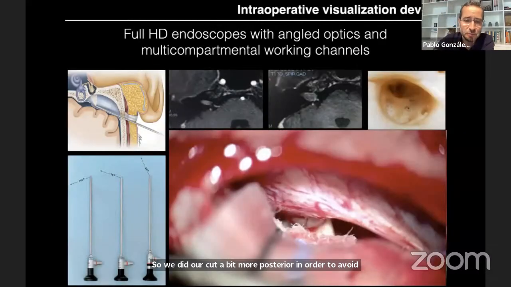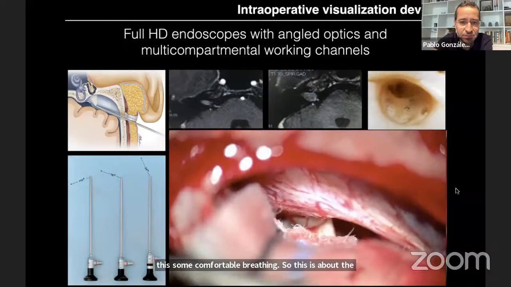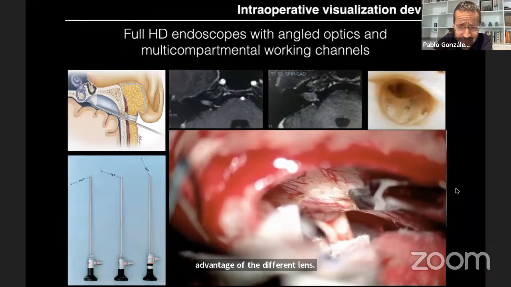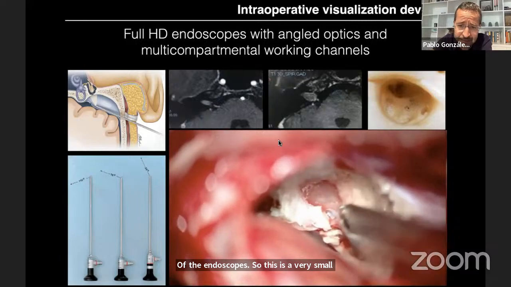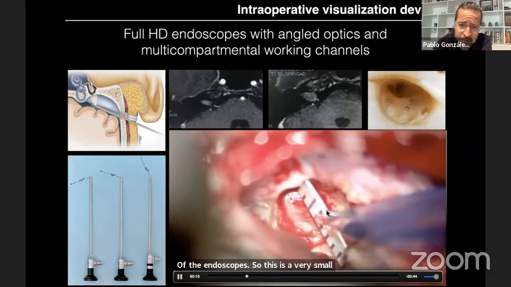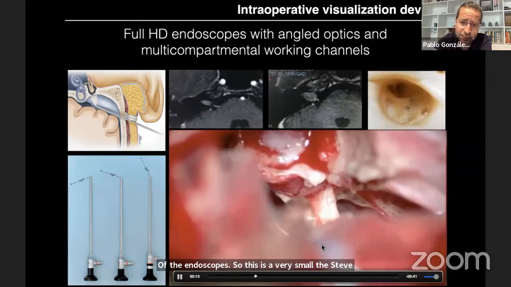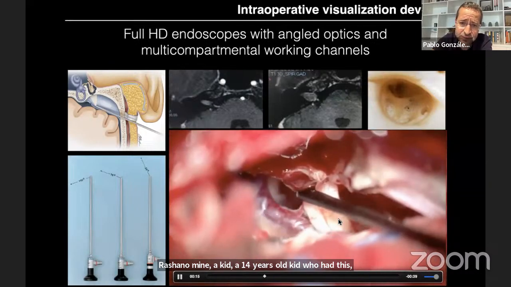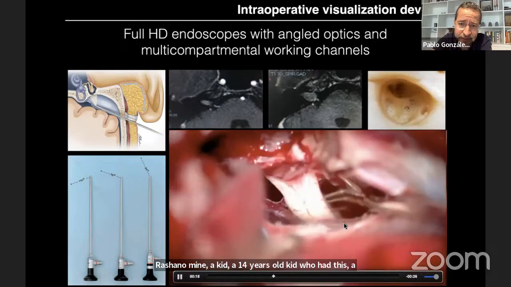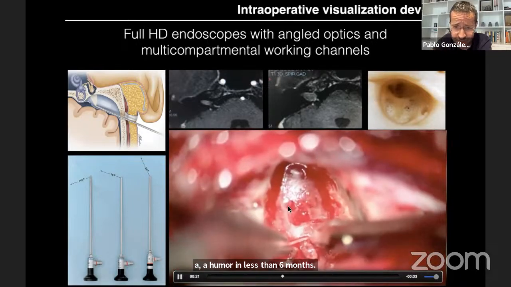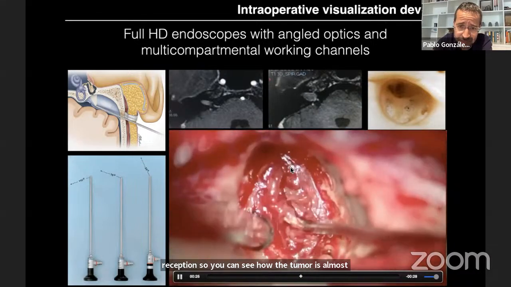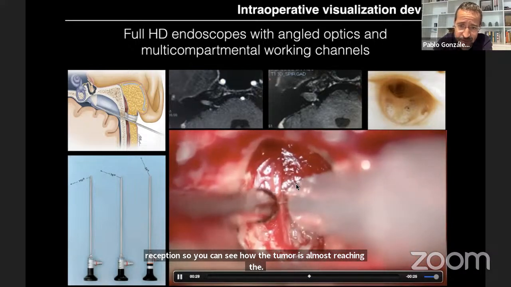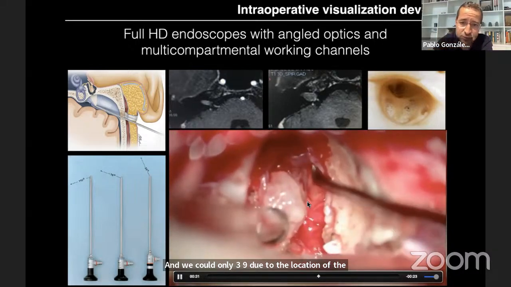So this is about the fluorescence on the microscope, but we can also take advantage of the different angles of the endoscope. This is a very small vestibular schwannoma in a 14-year-old kid who had this growing tumor in less than 6 months. So we decided to do a retrosigmoid and transmeatal resection. You can see how the tumor is almost reaching the fundus, and we could only drill 9 millimeters due to the location of the labyrinth. So it was a bit challenging to reach the most anterior part of that.